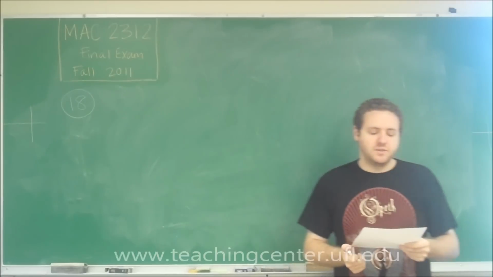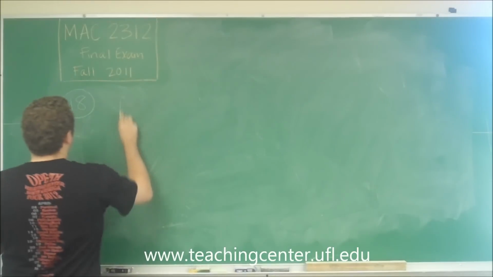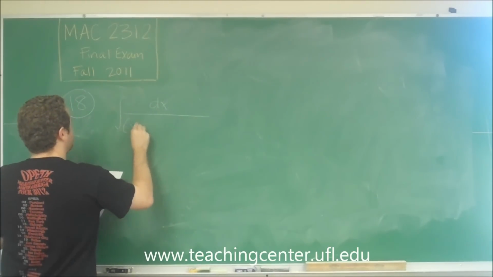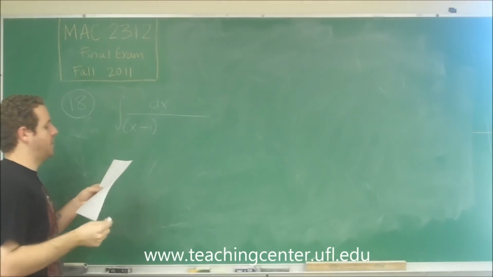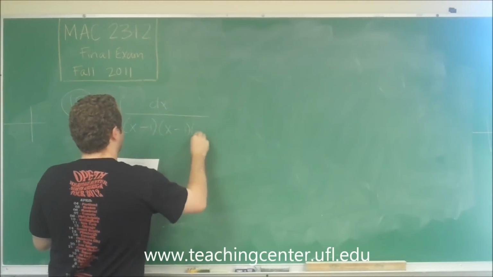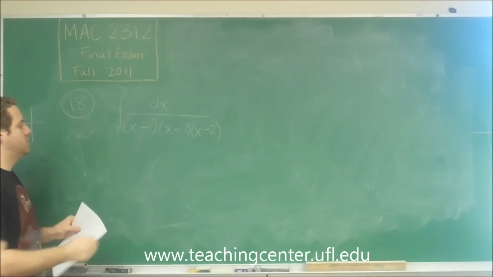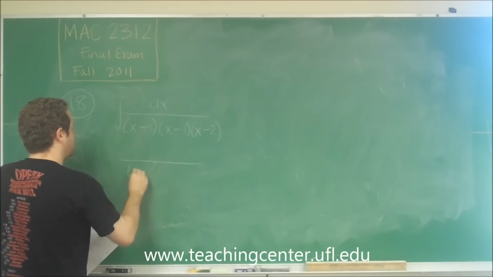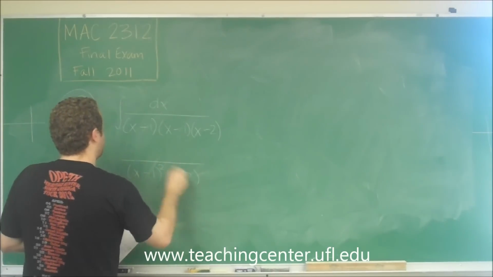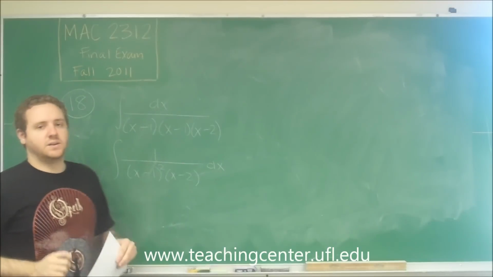Number 18, we're going to have to use some partial fraction decomposition. So we have our integral here, dx, x minus 1. And the second term I'm going to factor out because it's easily factorable here. We get x minus 1 times x minus 2. So to combine this a little bit easier, we have x minus 1 squared times x minus 2. We have a 1 on top, and that's what we're taking the integral of.